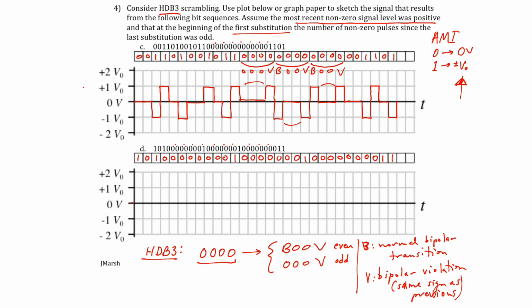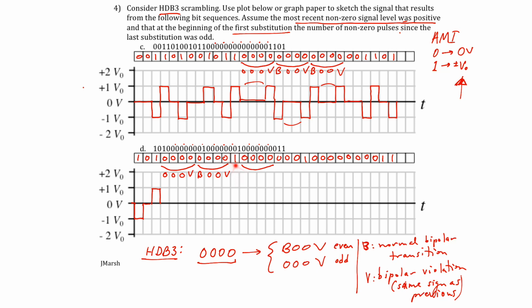0, 1, and now I've got a 0 substitution code. I've got 2 of them in a row. And the first one is an odd, so it's a 0, 0, 0, V. And then there is an even because a 0 is even. There's 0 non-zero voltages since the last substitution. And then I get 4 again, and here I have just 1 non-zero pulse since the last substitution, and so it's an odd 0, 0, 0, V.